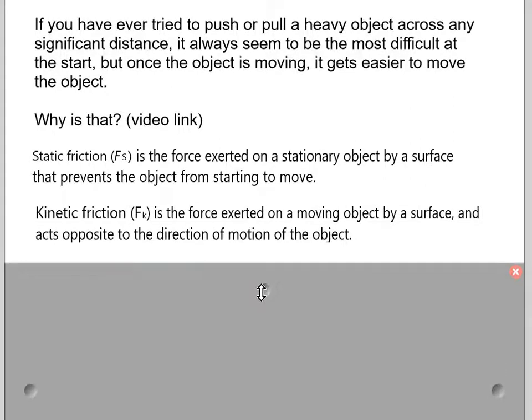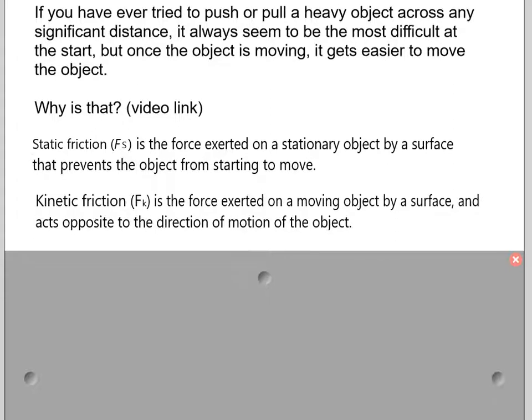The other is kinetic friction. This is the force exerted on a moving object by a surface and acts opposite to the direction of motion of the object. The fact that you can walk across the floor is a result of kinetic friction. As your shoes grab the ground, you will be able to actually move across the floor. If they didn't grab the ground, then you would be standing in one spot for the rest of your life.